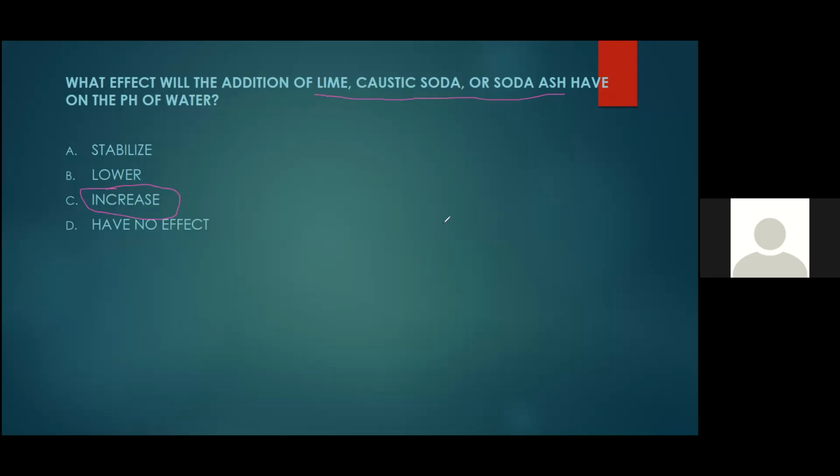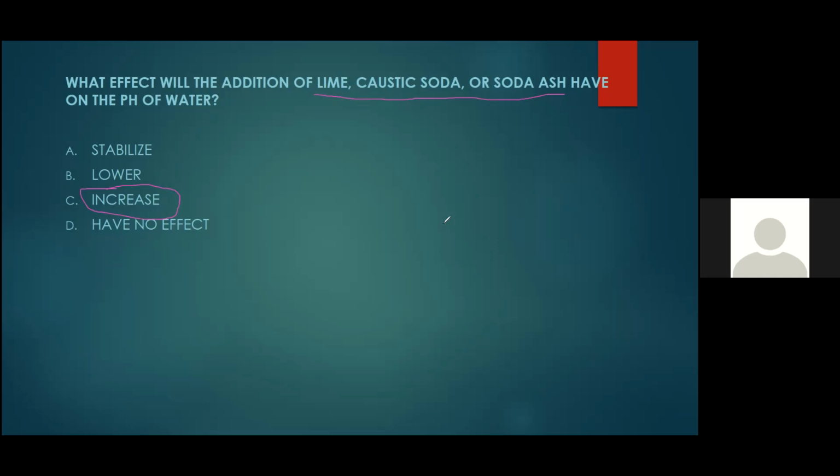What ends up happening is if I increase that pH to almost 10, then calcium and magnesium will actually fall out of the water. Very similar to what happens when I add chlorine to water and the iron and manganese start to appear. The same thing happens with hardness when I increase the pH to almost 10 using lime, caustic soda, or soda ash.